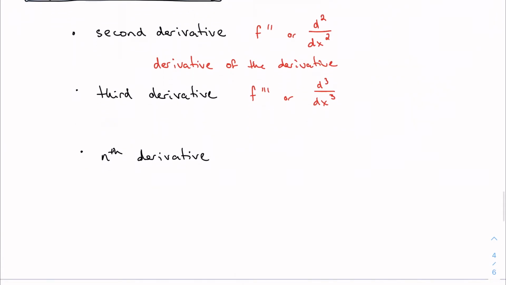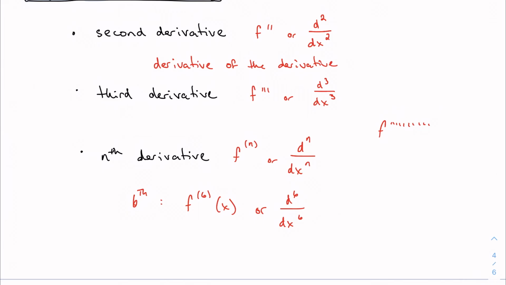Well, this prime notation gets kind of cumbersome, right? I don't want to go writing this because that's just ungodly. So we have this shorthand notation f to the n in parentheses, or d to the n over dx to the n, right? So if I want to talk about the sixth derivative, I could say f to the sixth of x, or d to the sixth over dx to the sixth. It just means take multiple derivatives.